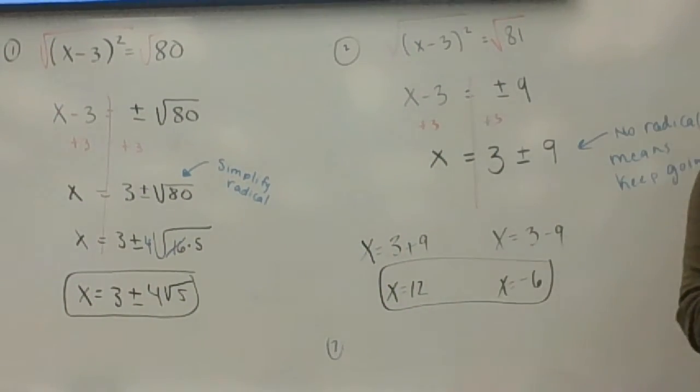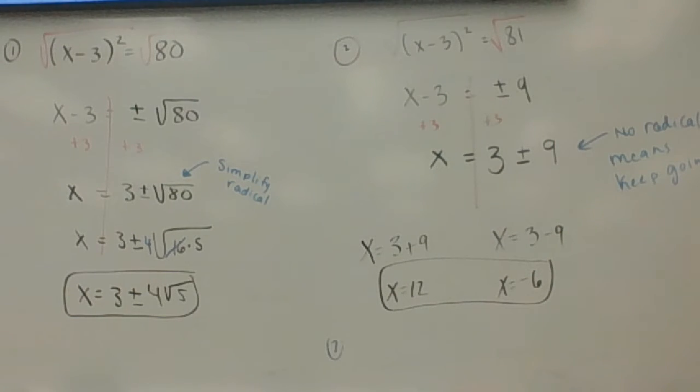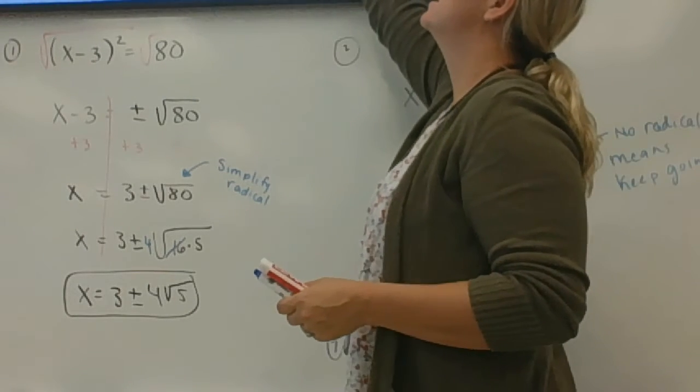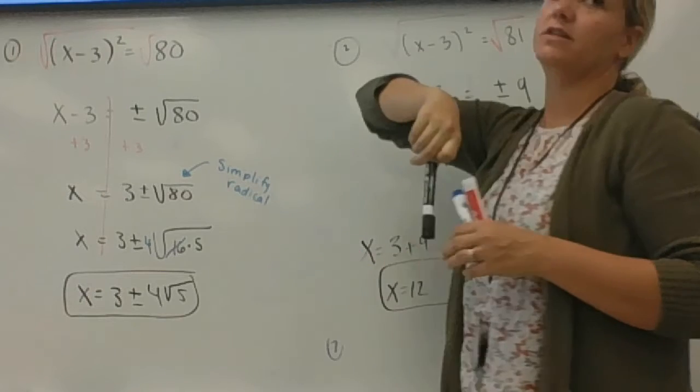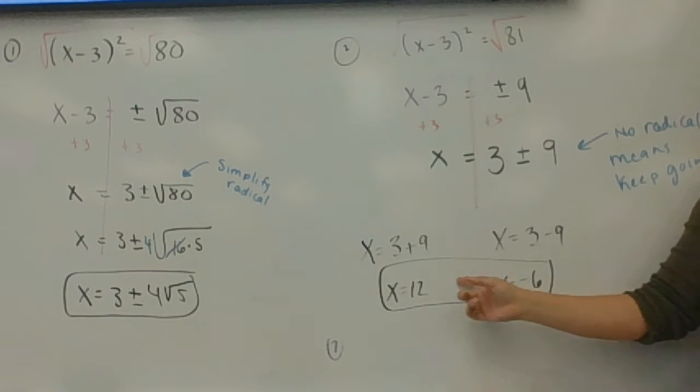Yeah, correct. Plug 12 into the original problem and it works. Plug negative 6 in and it works. Because 12 minus 3 is 9, and negative 6 minus 3 is negative 9. And most importantly, if we were to graph that, these are the x-intercepts.